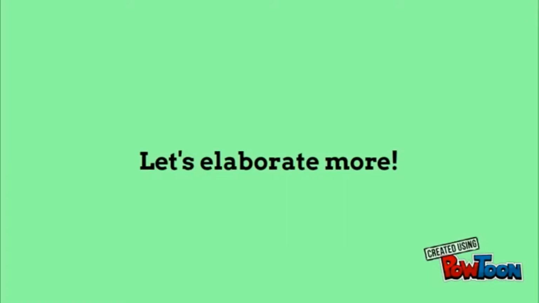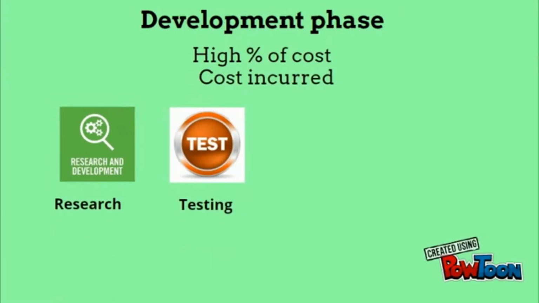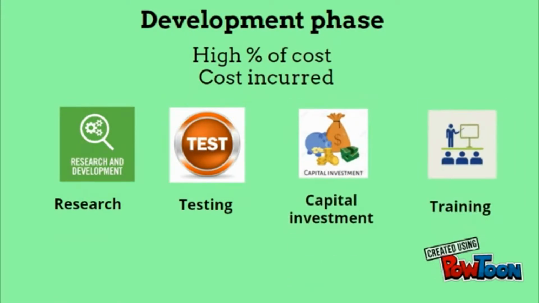Now, let's elaborate more on the 5 phases of life cycle costing. In the development phase, the firm will incur a high percentage of total costs. The costs involved are research and development, testing, capital investment, and training. For research and development, the firm will give a questionnaire to potential buyers about the product. The firm also needs to take some product samples for testing.